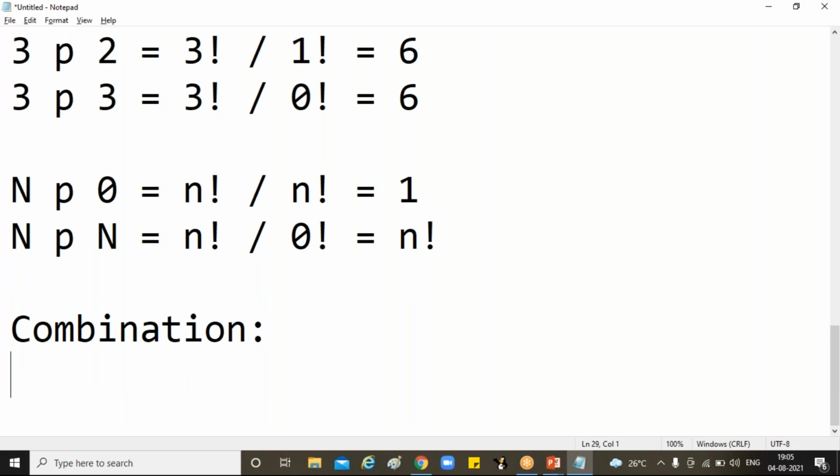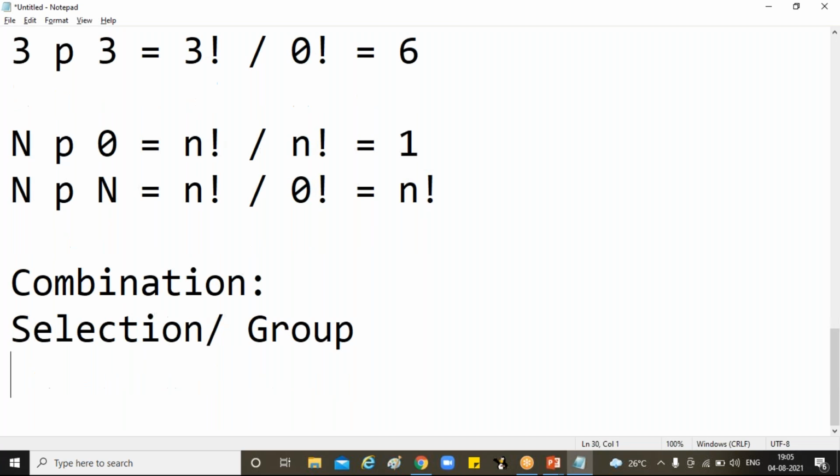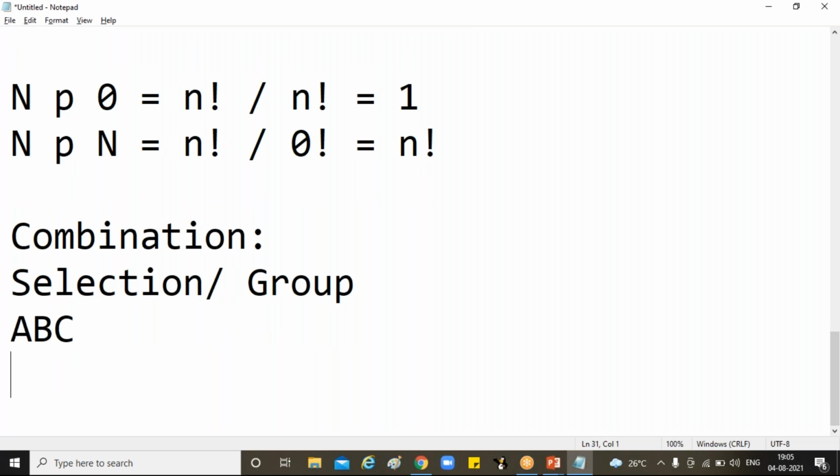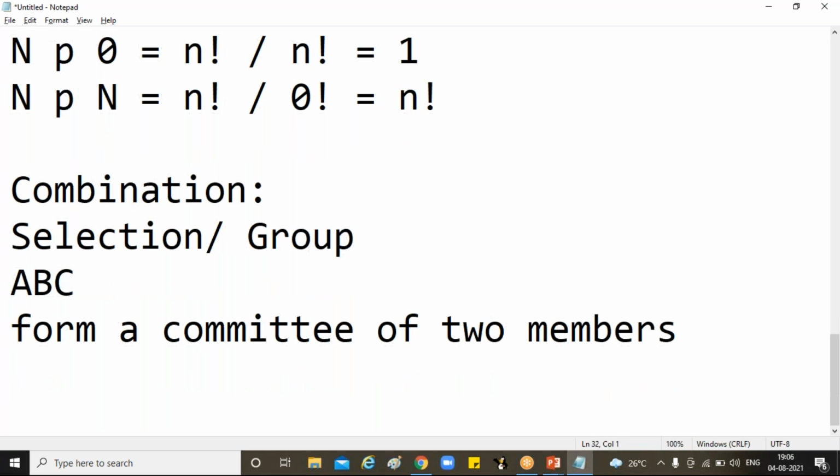Combination. Combination is nothing but selection or grouping. In what way is it the selection or the group? For example, 3 persons are there. Previously I said 3 letters. Now A, B, C are 3 persons. If there are 3 persons, I want to form a committee with 2 members. What are the possible selections?